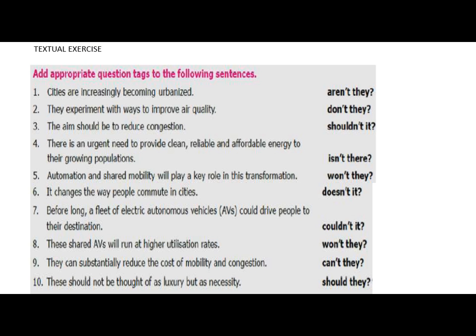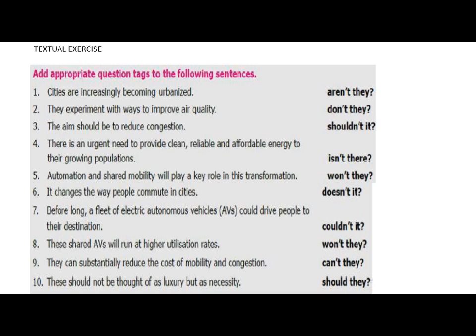Some other textual exercises. Cities are increasingly becoming urbanized, aren't they? They experiment with ways to improve air quality, don't they? The aim should be to reduce congestion, shouldn't it? There is an urgent need to provide clean, reliable, and affordable energy to their growing populations, isn't there? Automation and shared mobility will play a key role in this transformation, won't they?